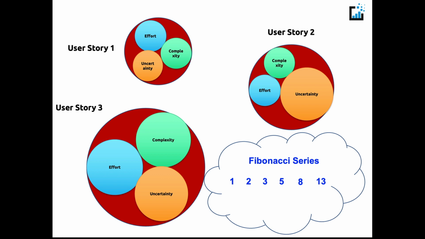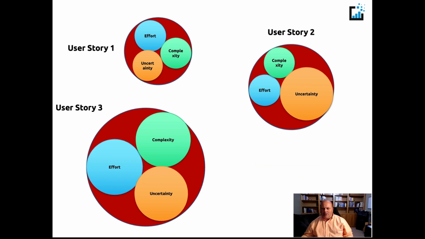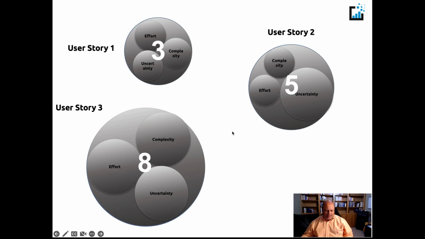If you want to, for our purposes today, you can just think of these numbers as extra small, small, medium, large, extra large, and extra, extra large. So in our example, we might size our user stories that have different levels of effort and uncertainty and complexity. We might size them as 3, 5, and 8.